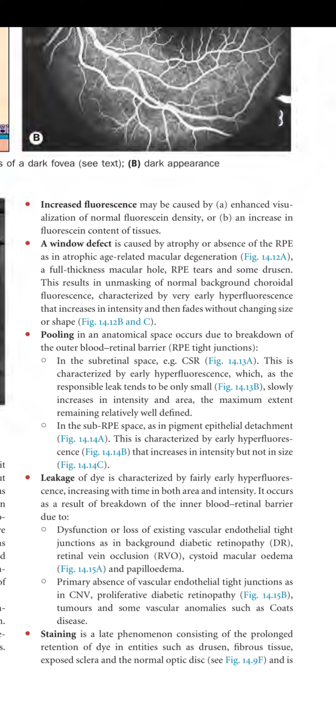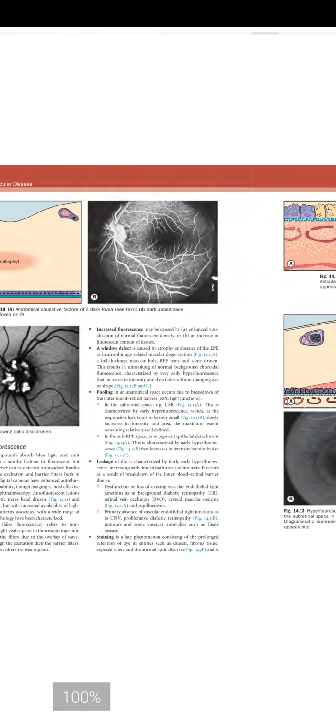Primary absence of a vascular endothelial tight junction, as in CNV, proliferative diabetic retinopathy, tumors, and some vascular anomalies such as Coats disease, can also cause leakage. So we can see figure 14.15.